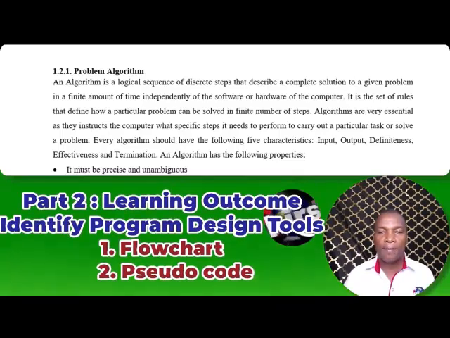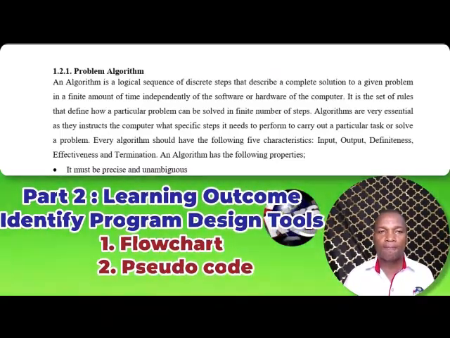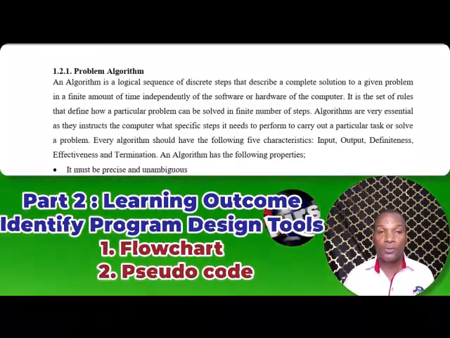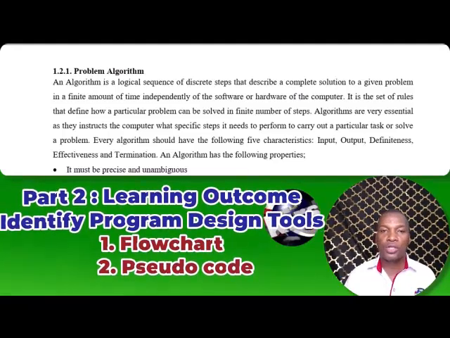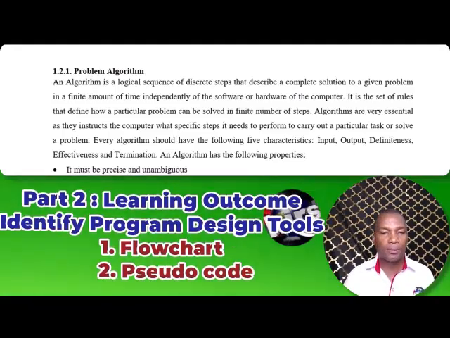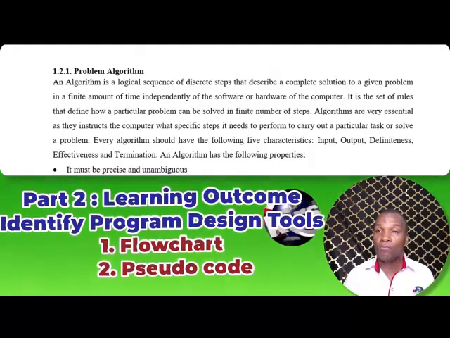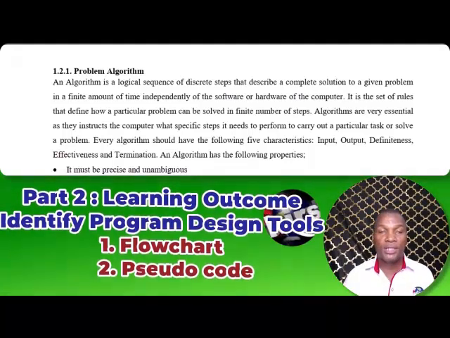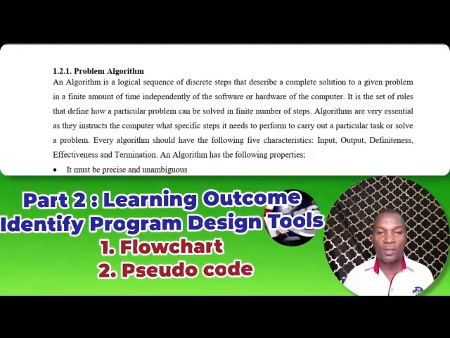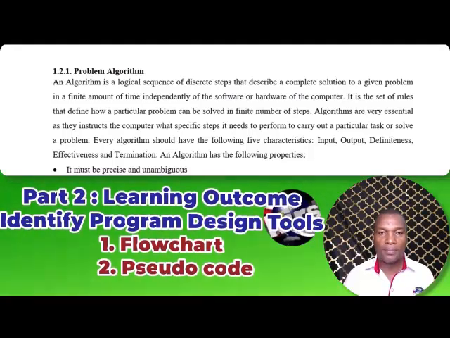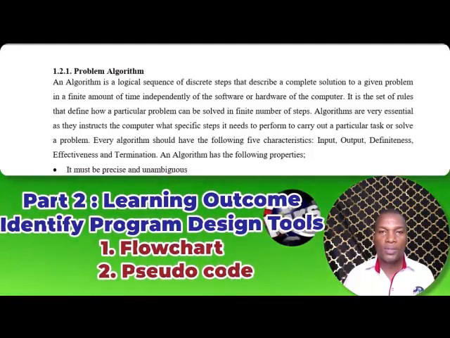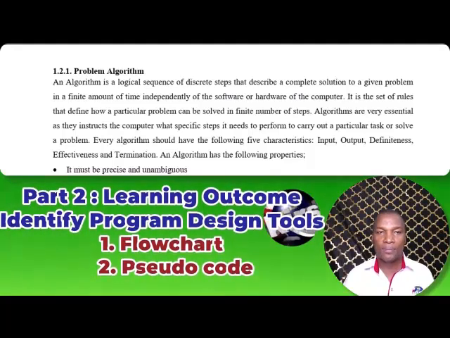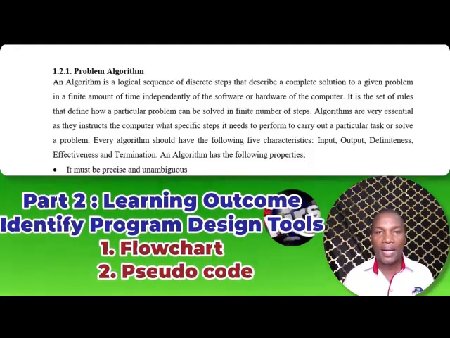We had mentioned concepts of computer. We mentioned computer program. We also mentioned programming language, and we also gave some of the details that should involve programs. And today we are going to look at a problem algorithm.